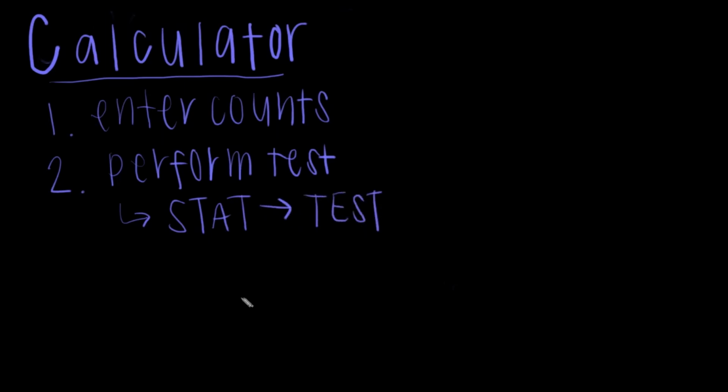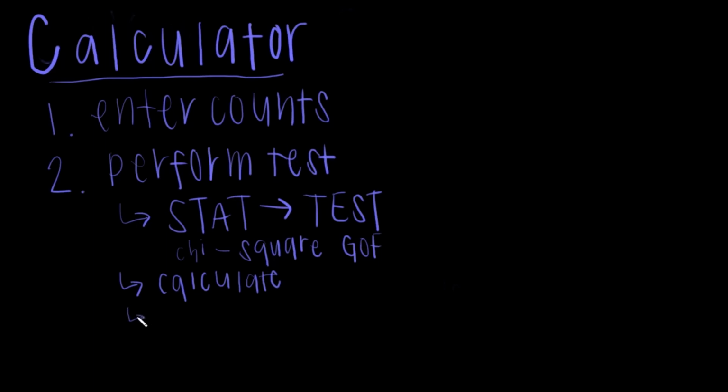You're going to have to scroll down until you find the chi-square goodness of fit test. This is written as GOF, abbreviated. Once you open this, you're just going to enter your values as lists into observed and expected counts. You have two options here. You can either hit calculate, which will give you your relevant values, statistic, and p-value, or you can hit draw. This will show you your chi-square distribution and the shaded area, which is the p-value that you're looking for.